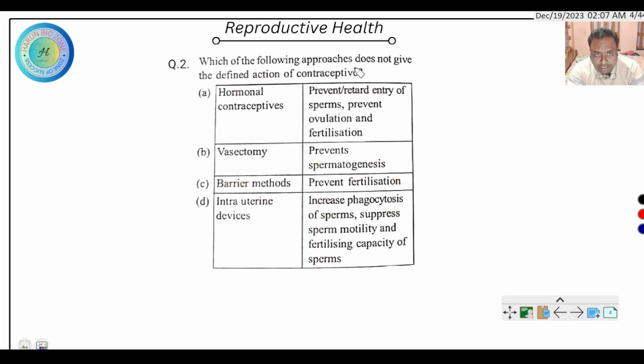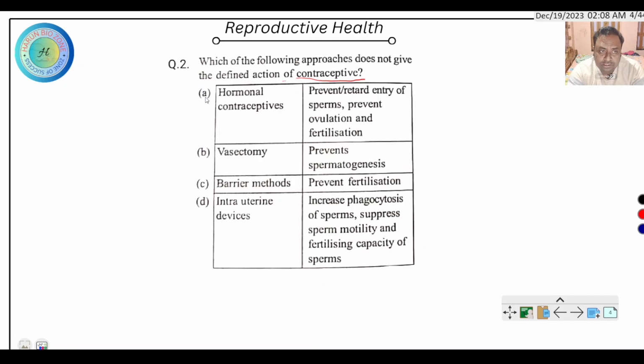Which of the following approaches does not give the defined action of contraceptive? What is the main function of a contraceptive? Contraceptive means that it inhibits fertilization or inhibits pregnancy. So, what is a hormonal contraceptive? Hormonal contraceptives are like I-Pill, Unwanted 72, Mala-D, etc. These hormonal contraceptives mainly contain estrogen or progesterone or both estrogen and progesterone.